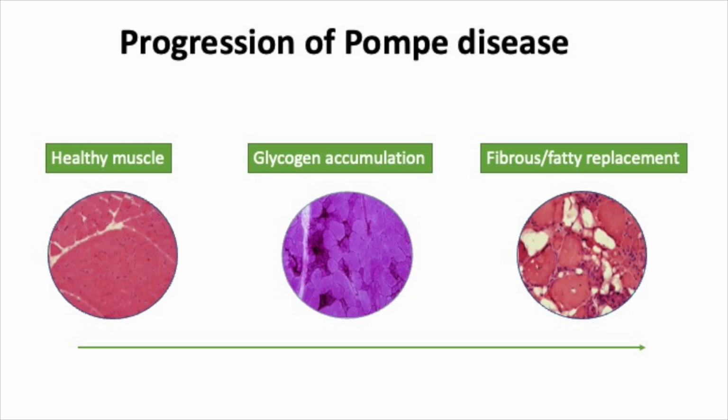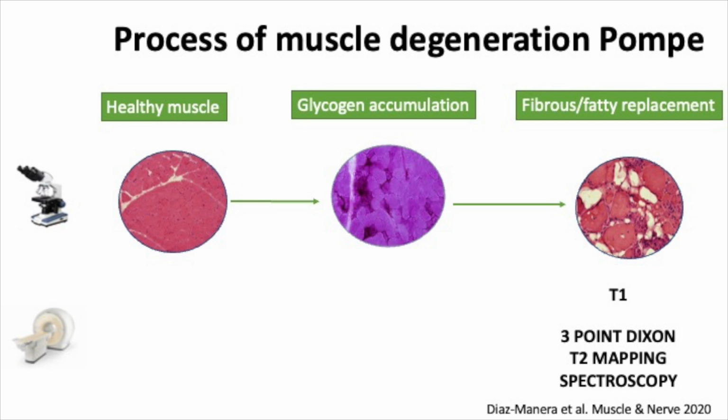So we know that we start with a muscle that we can consider healthy, that is going to start accumulating glycogen, and this is going to lead, through different mechanisms, to the death of muscle fibers and the substitution of these fibers by fibrotic and fat tissue, right? If we want to study this with MRI, there are some well-developed and well-known imaging sequences that we can apply. Fatty replacement can be easily studied using T1 or quantified using, for example, Dixon.